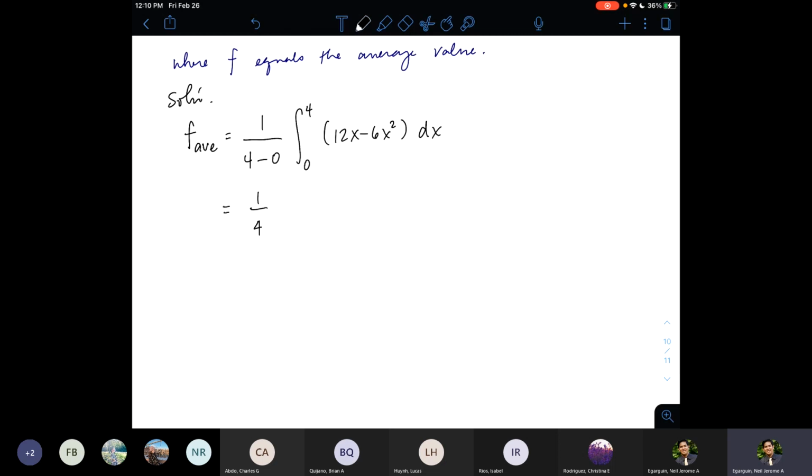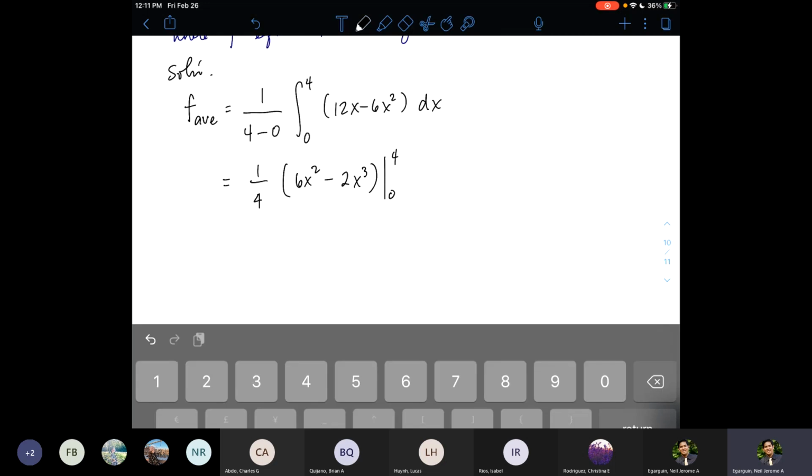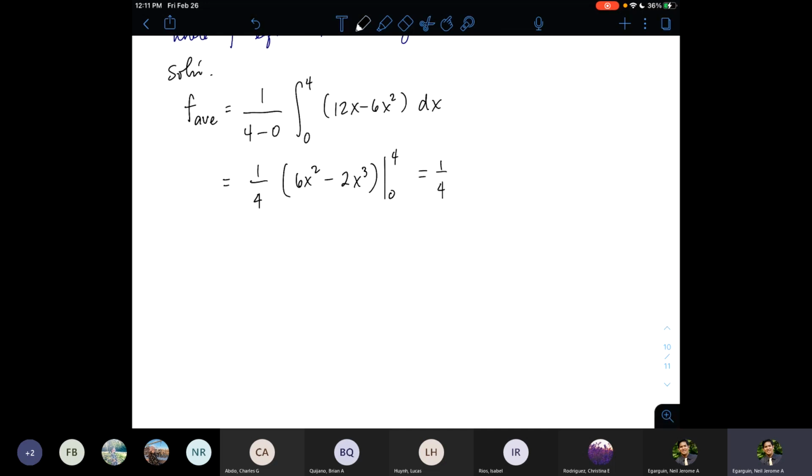So if we integrate, I'll have 6x squared minus 2x cubed, evaluated from 0 to 4. Okay? And then let's use the fundamental theorem of calculus, let's evaluate it. So I'll have 1/4 times, I'll plug in the upper bound, so that's 6 times 4 squared minus 2 times 4 cubed, minus 0 minus 0. So luckily, this will just be this, because the lower bound when plugged in will just give us a bunch of zeros, so that's fine.